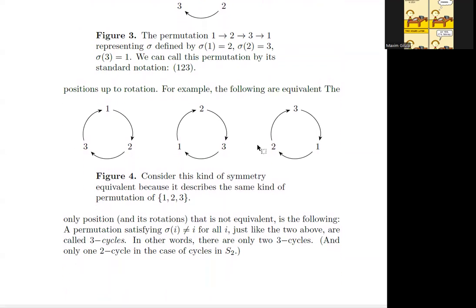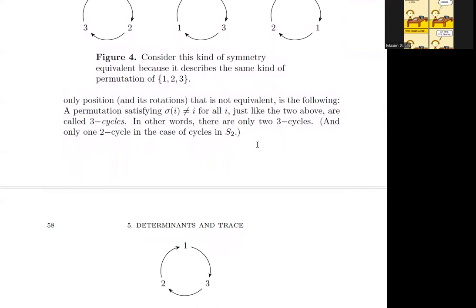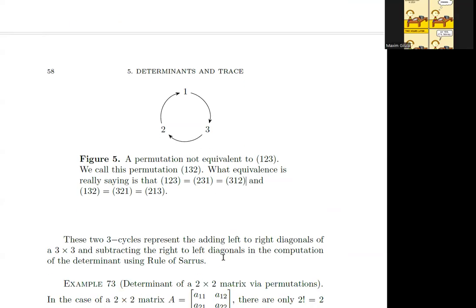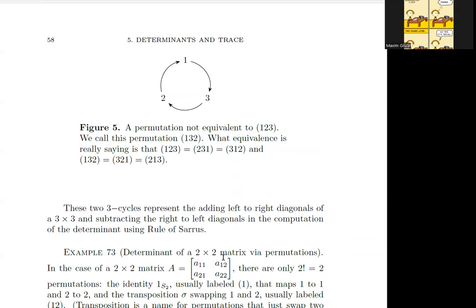So there's one 3-cycle that's not equivalent, which is this one. So instead of 1 going to 2, 1 goes to 3. And in this case, 1, 3, 2 is 3, 2, 1 is 2, 1, 3. Usually we write it by writing 1 first. Then that kind of fixes what the rest should be. And these two 3-cycles represent the sum of the left to right diagonals of a 3x3 and subtracting right to left diagonals in a 3x3 in some way. But this doesn't hold for 4 by 4s.